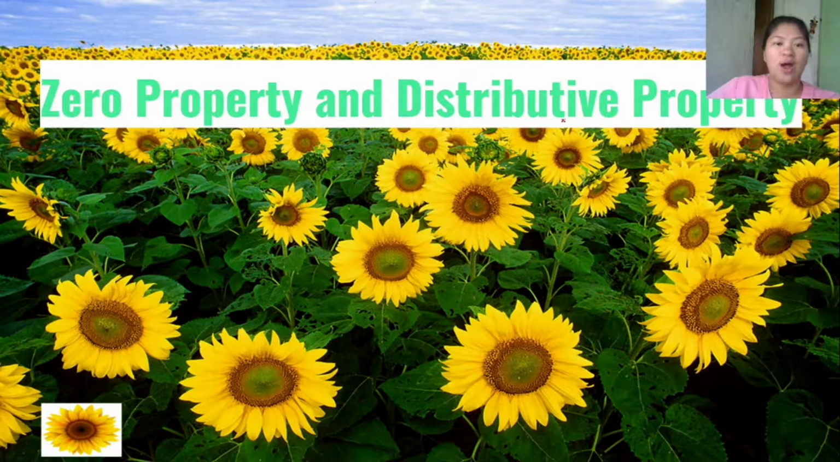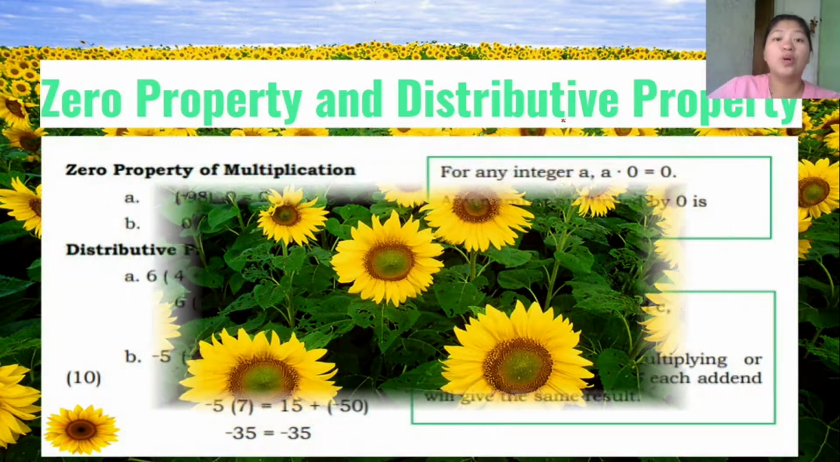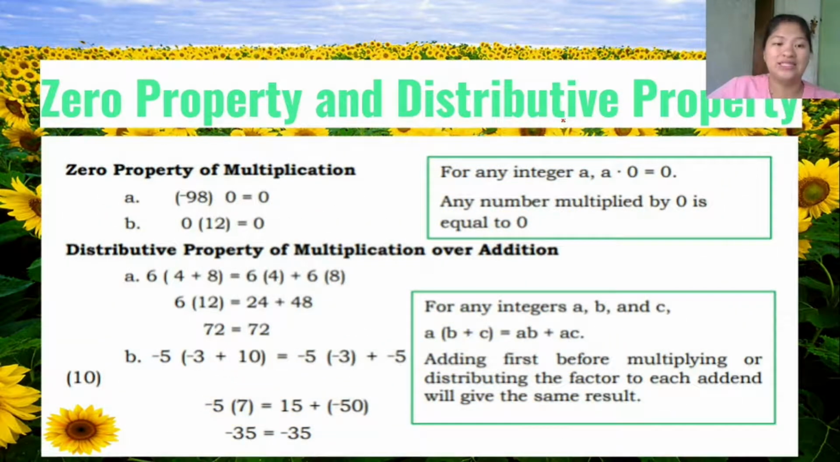So ano naman po ang nilalaman ng zero property? This is a special property for multiplication of integers. So zero property states that for any integer a times 0 will be 0. Ibig sabihin po, any number multiplied by 0 is equal to 0. Lahat daw po ng number na i-multiply sa 0, ang sagot po ay 0.